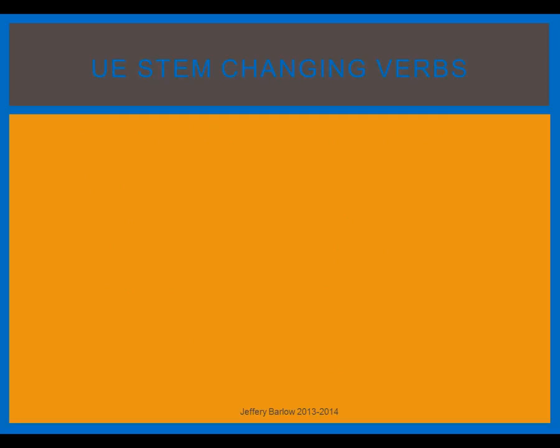The first type of stem-changing verb is a UE stem-changing verb. Sometimes teachers call them O to UE, as oftentimes the O in the stem changes to UE. That's not always the case, as sometimes a different letter changes to UE, but we'll talk about that in a moment. Let's use the example dormir, which means to sleep. The yo form is not dormo, but duermo. In this case, the O of the stem, D-O-R-M, changed to a UE.